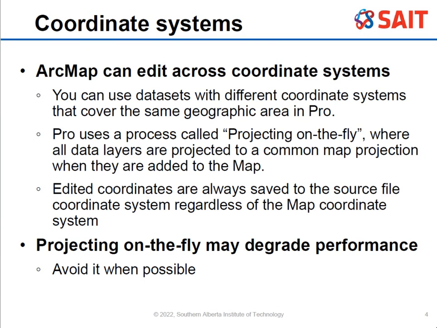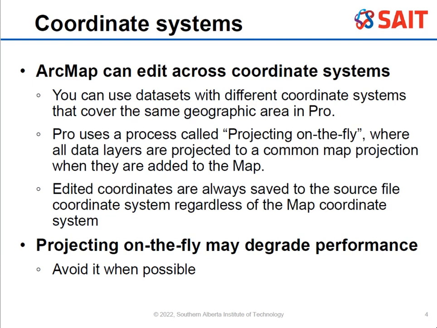ArcGIS Pro actually uses something called projecting on the fly, and this is where everything becomes the same coordinate system. So we start up a map, we start up a geodatabase, and it has a particular coordinate system. And then from there, every time you add data and say, okay, this is the coordinate system that it's in, it's going to project it on the fly, meaning that it's going to change the coordinate system of the data you're bringing in to match the coordinate system that it is using.